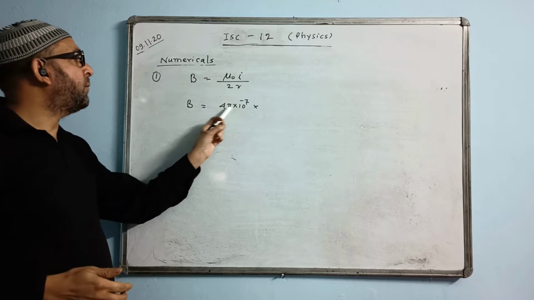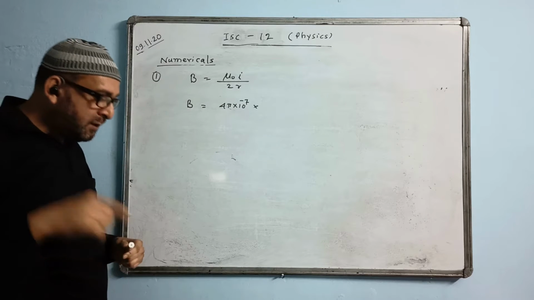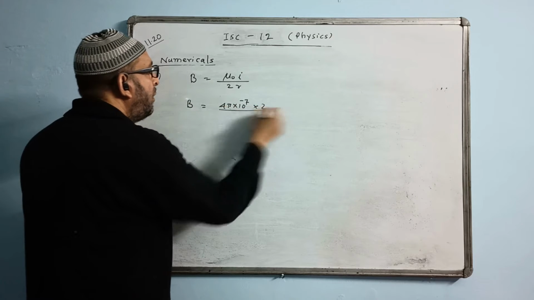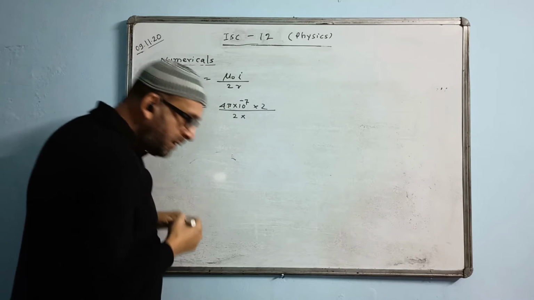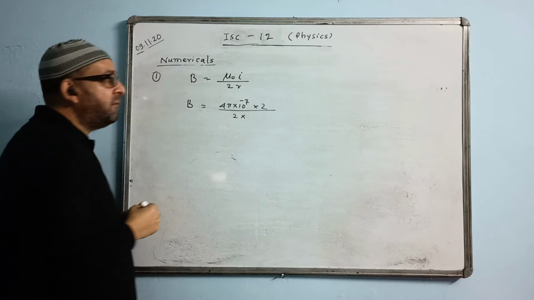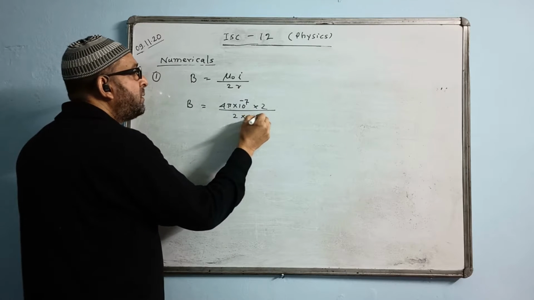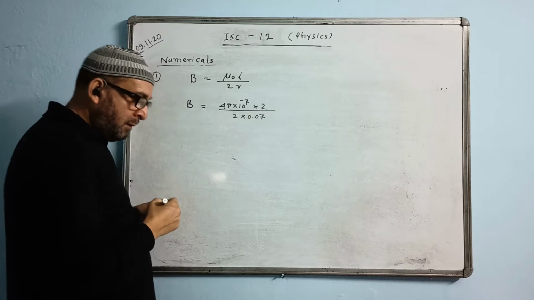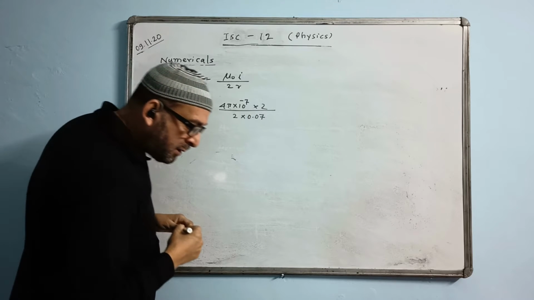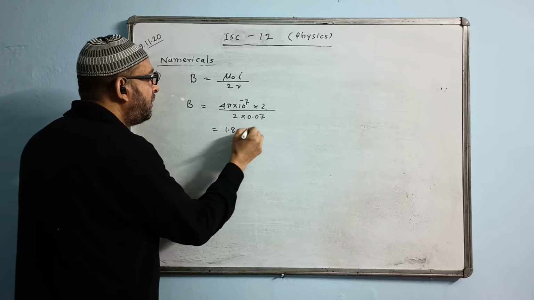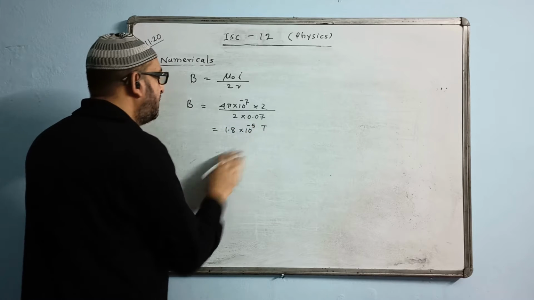Mu naught we put 4 pi into 10 to the power minus 7. I is current. What current is going? 2 amperes. Right? 2 into radius. Radius is given 7 centimeter. We are changing that into meter. 7 centimeter is 0.07 meter. And calculate, the answer will come 1.8 into 10 to the power minus 5 tesla. That is the answer.